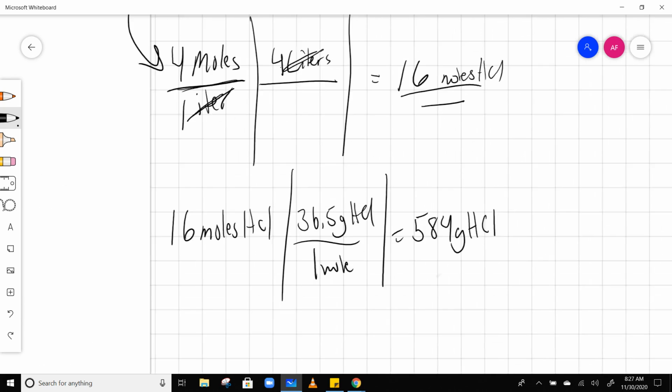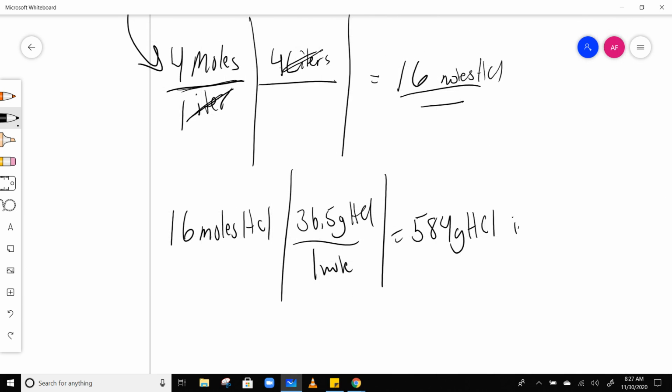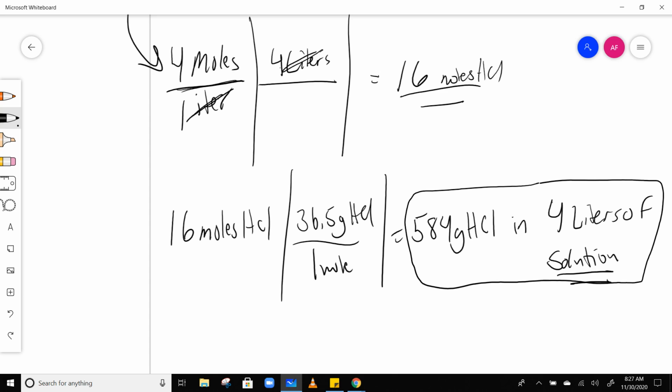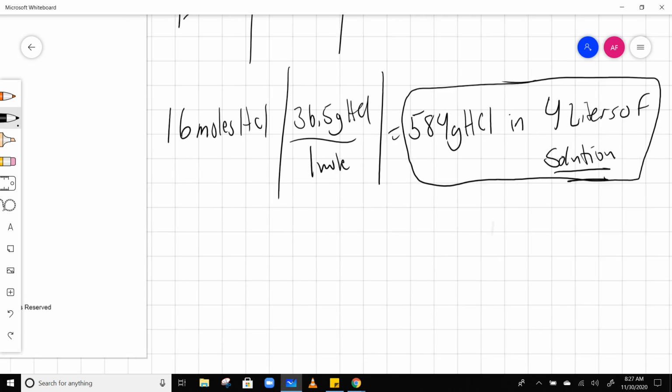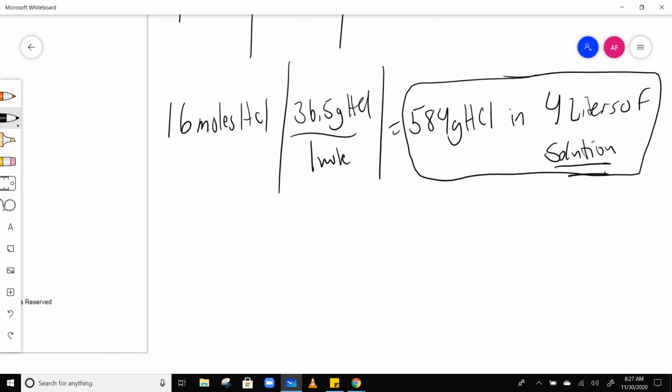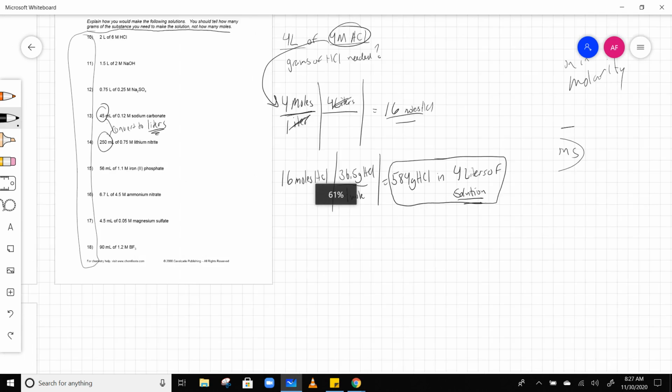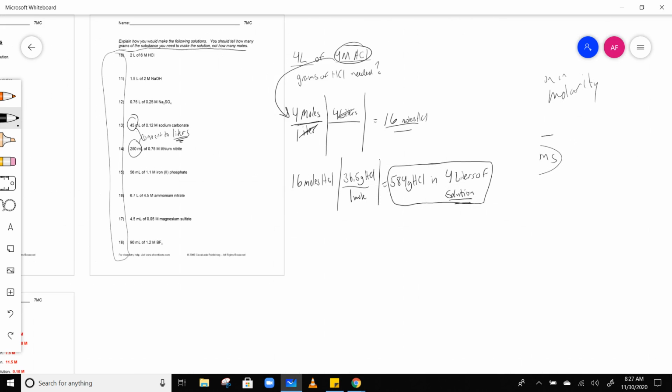So I would need 584 grams of HCl in 4 liters of water. Or really 4 liters of solution. It's actually not 4 liters of water, it's 4 liters of solution. Okay, now that's basically how you're going to attack all these problems here, numbers 10 through 18.